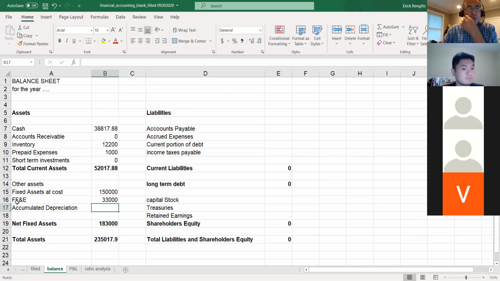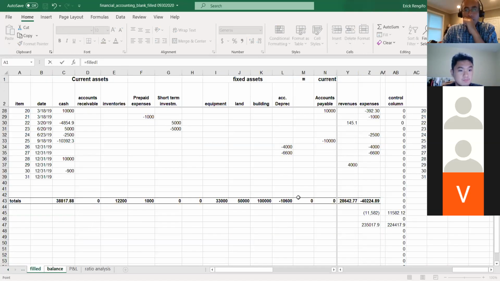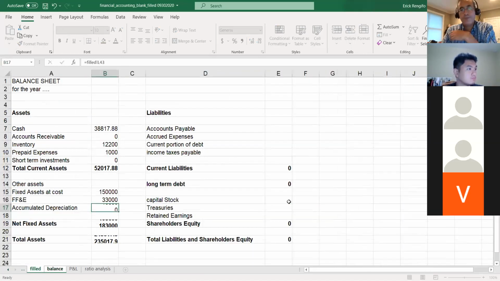So FF&E is fixtures, furniture, and equipment. I have $30,000. And I have an accumulated depreciation. Let's take a look at this number.